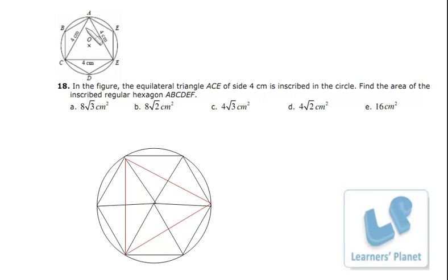Now this is an equilateral triangle ACE. Dimensions of this equilateral triangle are given. Now just see one important thing over here. This is the center of the circle as well as the center of the hexagon, right?